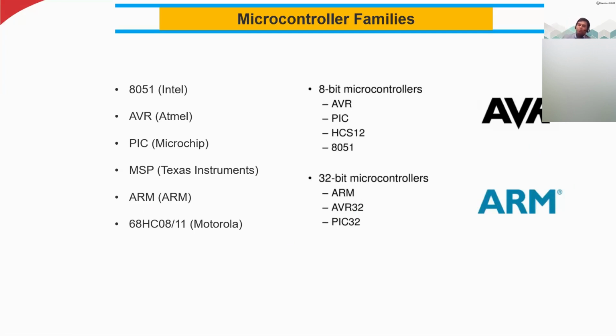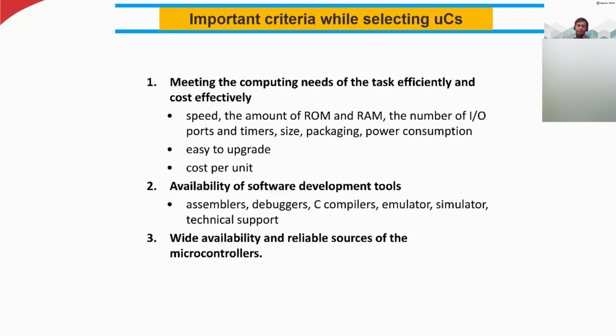And ARM, we are going to use the ARM microcontrollers in our course. So we will focus on ARM. Just forget about all other producers. ARM microcontrollers have different versions, and they have 8-bit microcontrollers and 32-bit microcontrollers and so on. So, important criteria while selecting microcontrollers: meeting the computing needs of the task efficiently and cost effectively. Yes, that's correct. You have to select the correct microcontroller, and I do not want to repeat the same thing again.